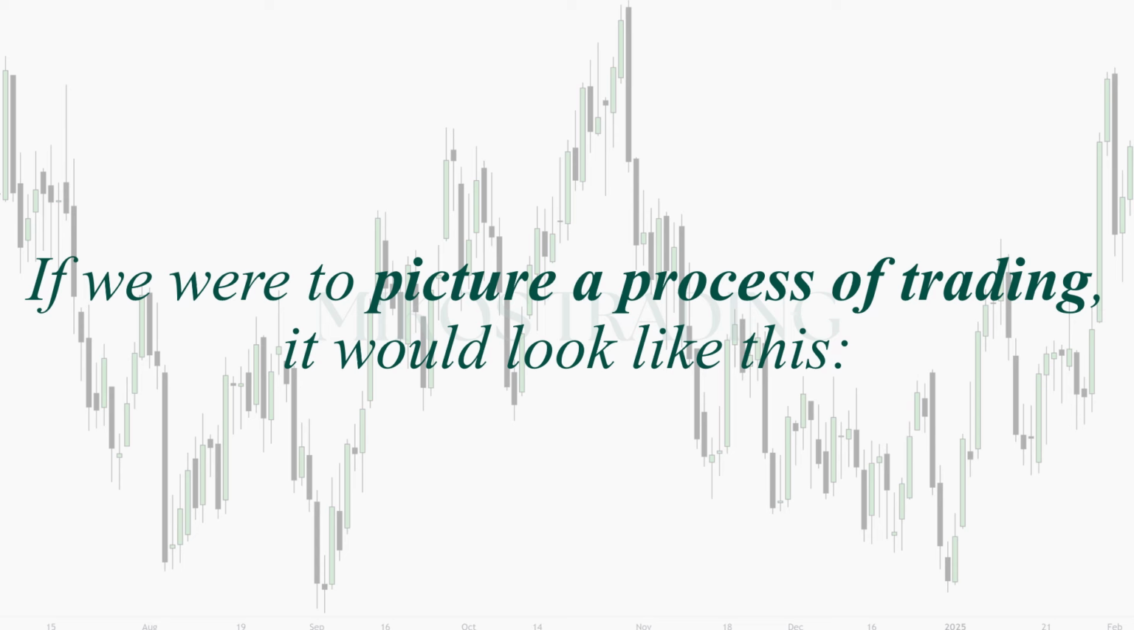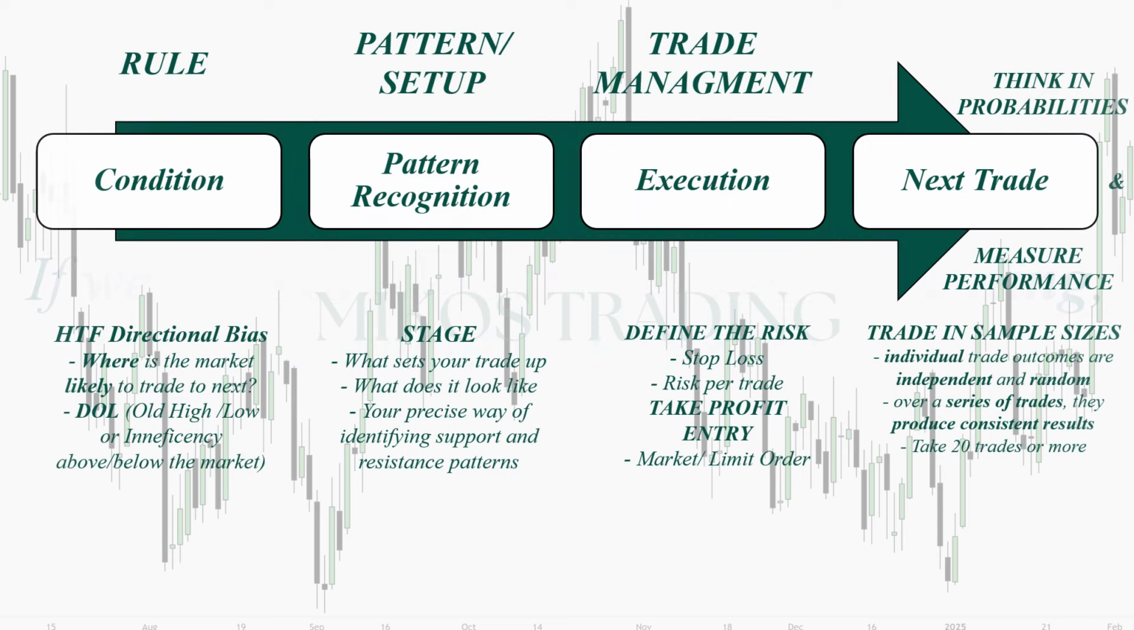If we were to picture a process of trading, it would therefore look like this. The arrow represents the process of trading. Every trade starts with a condition, a rule that a trader demands to be present before he can proceed to the pattern recognition stage. If the condition is not present, a professional trader has no trade.